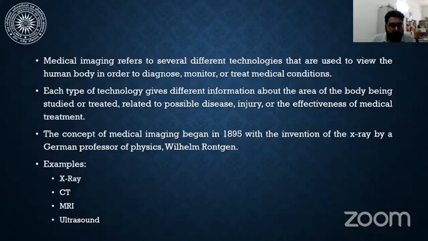So the first imaging technique that was introduced to the world was X-ray. It was introduced by a German professor of physics. His name was Wilhelm Röntgen, and there is a unit named after him too. The X radiation or gamma radiation unit, Röntgen, is named after him, and he invented X-ray in 1895.